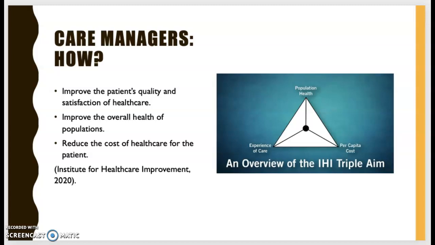Care managers ensure follow-up visits are scheduled, necessary medical equipment is provided, paperwork is taken care of, and that the patient is referred to specialists, home health care, etc. In all of these ways, we can improve all 3 points of the triple aim developed by the Institute for Healthcare Improvement.